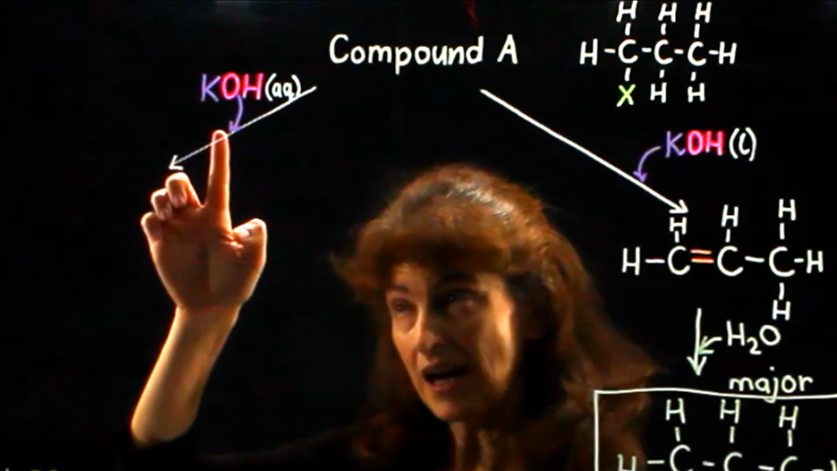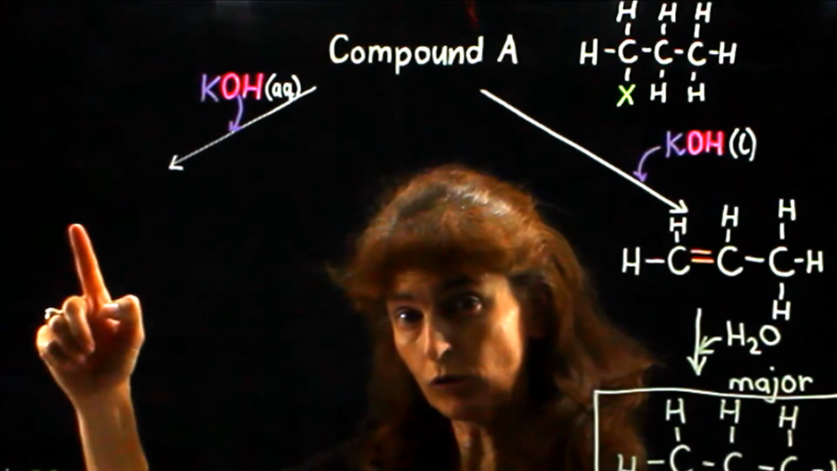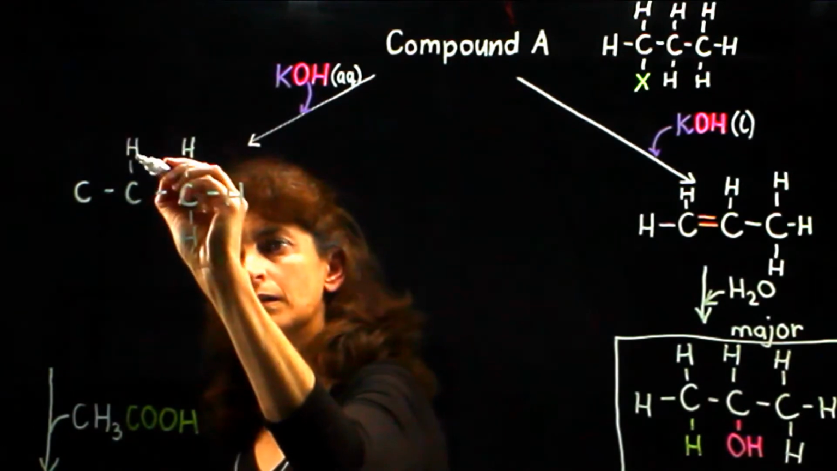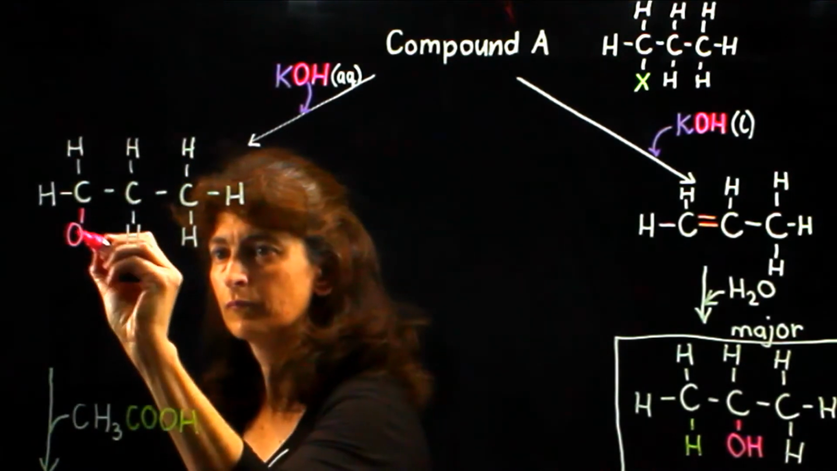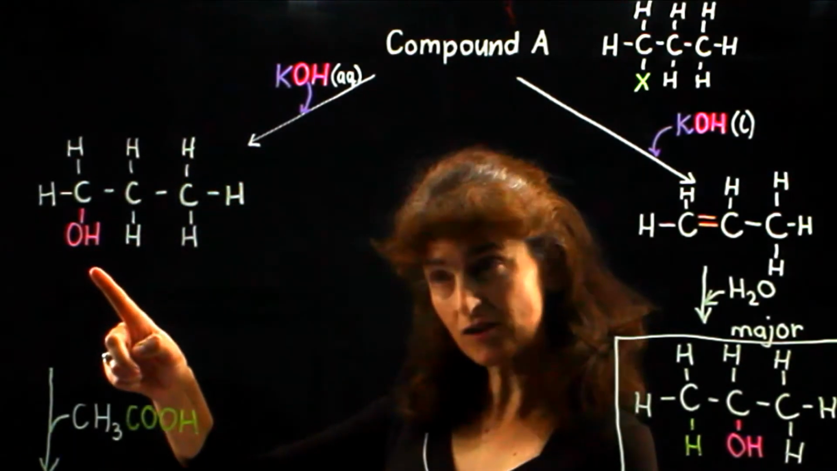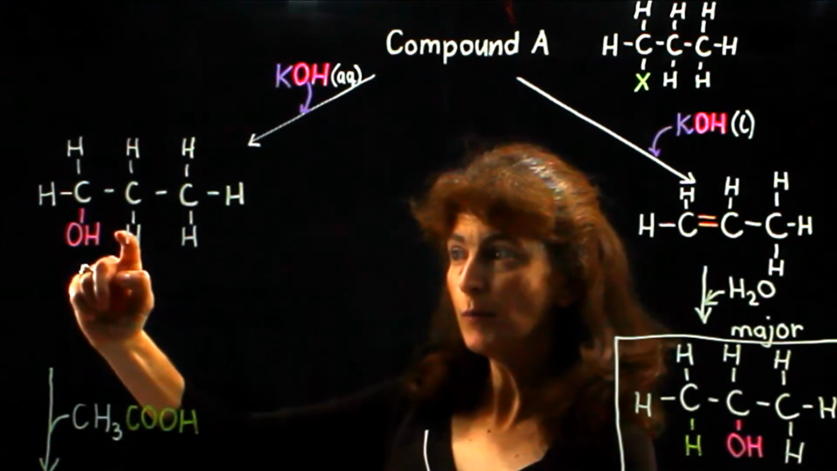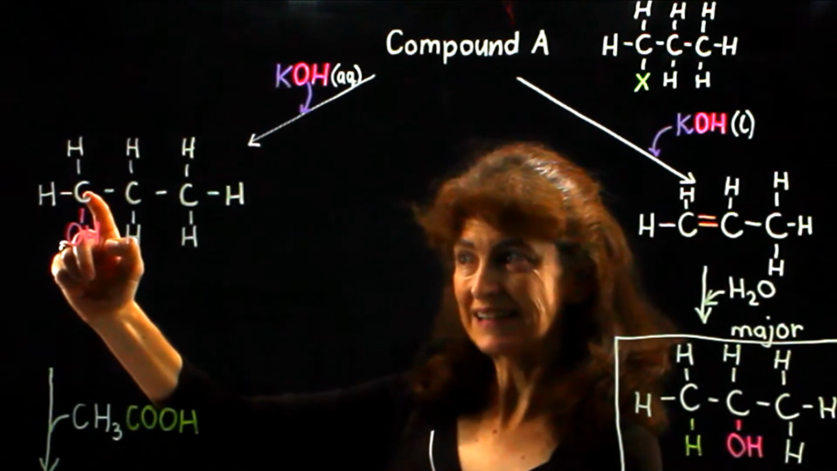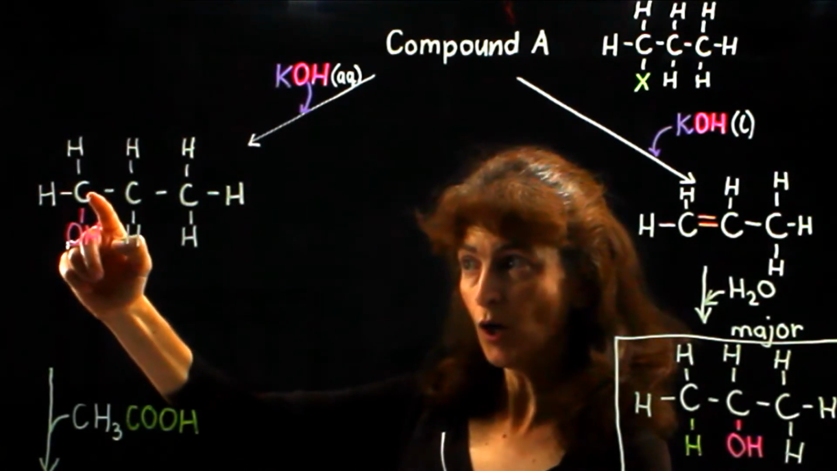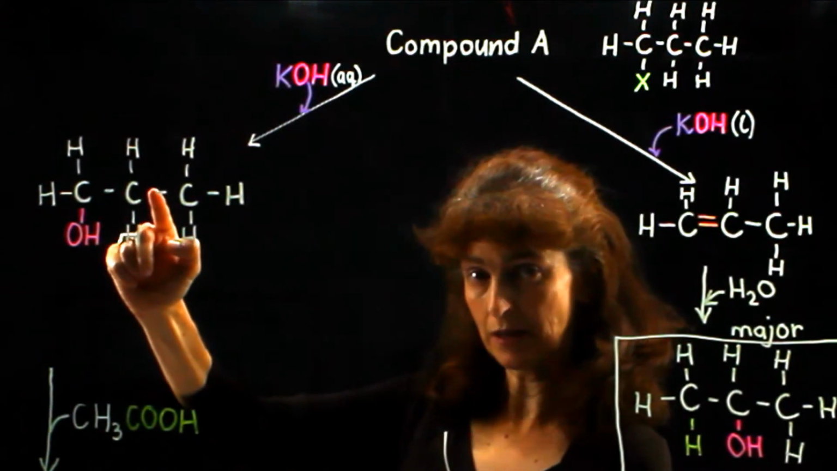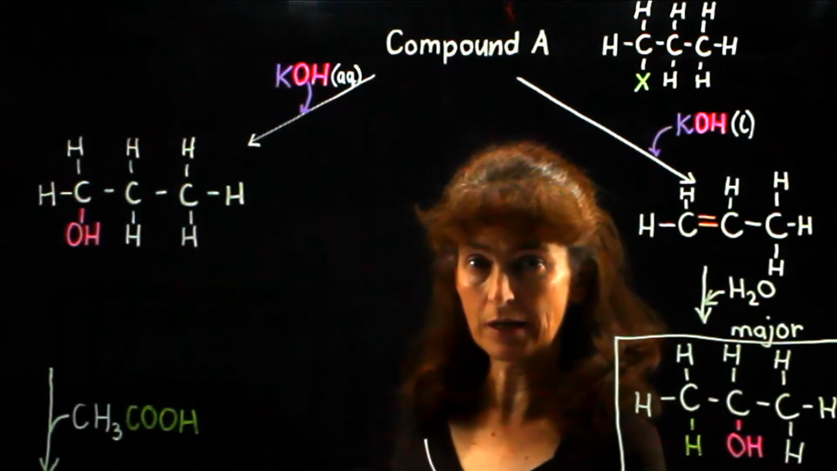We're told that here we get a primary alcohol formed. So that has to be the alcohol. How do we see that it's a primary alcohol? Because the hydroxide group is connected to a carbon, which is only connected to one carbon. That's why this is a primary alcohol.